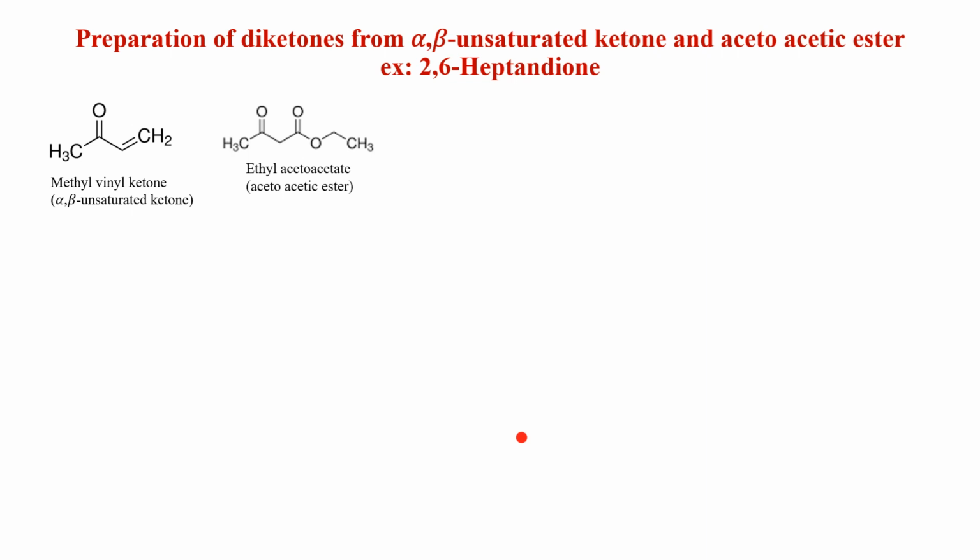Now I'll just give you some examples over here. Let's say this is one of the examples for heptane dione. The starting materials are methyl vinyl ketone and ethyl acetoacetate, and the reaction is carried out in the presence of a base like triethylamine, and a protic solvent like alcohol is used. Alcohol, a protic solvent, favors it. Now we will directly write the reaction.